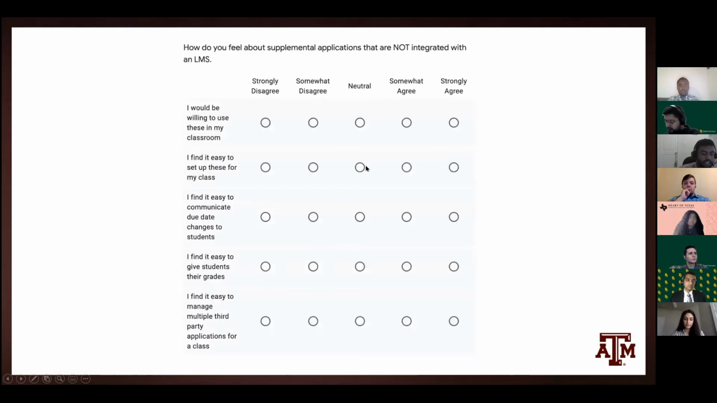And here's the meat of the survey. Here I ask questions about an instructor's sentiment about using non-integrated software. The keyword is not here. And then I ask the same mirrored questions about integrated software.